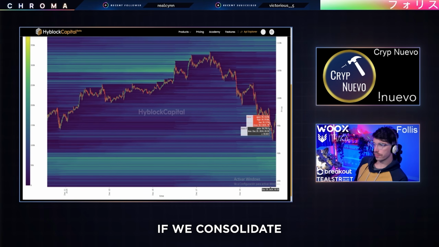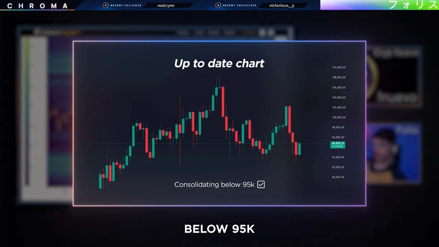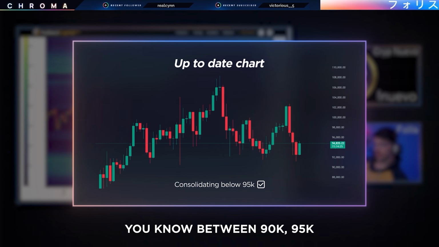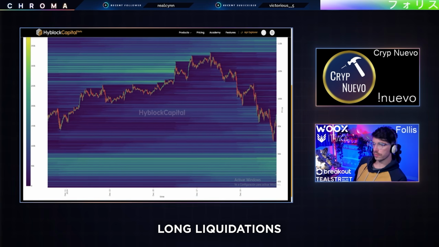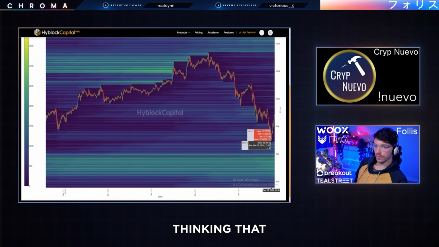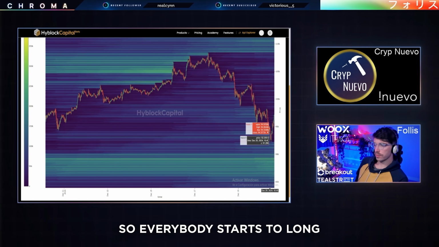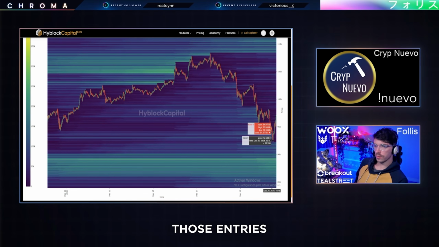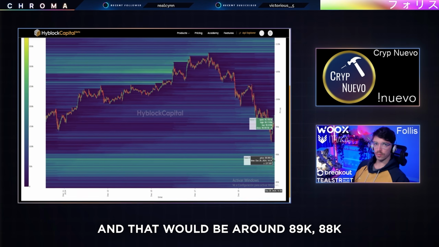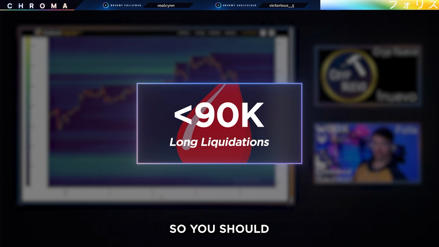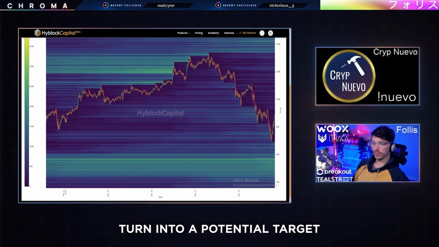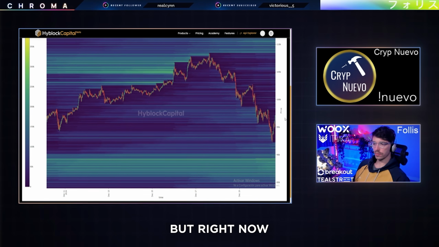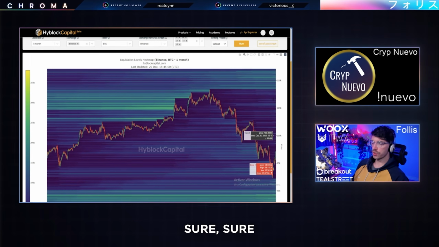Sure. If we consolidate below 95K, between 90K and 95K, I'm pretty sure that the liquidations here would increase. Those would be long liquidations. Those would be traders thinking that the bottom is in, so everybody starts to long. The liquidations are below those entries, that would be the range lows, around 89K, 88K, so you should start to see this area getting more yellow, and that could turn into a potential target. But right now, nothing to worry about. Sure.